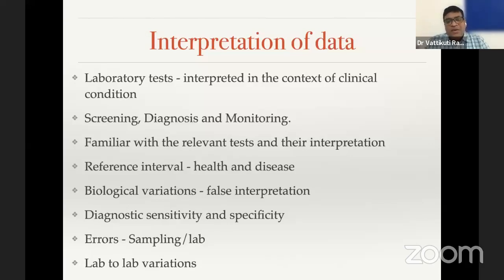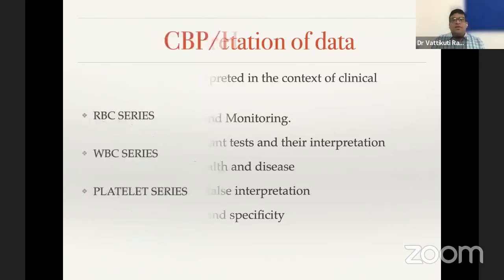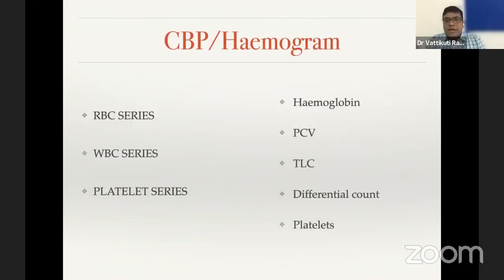You also need to understand that there are a lot of lab-to-lab variations when it comes to reference ranges. So when you are interpreting a lab parameter which was done outside, you have to know the reference value of the lab where it was done. Unless then, you cannot interpret the value appropriately. So this is very important when you are interpreting the data.